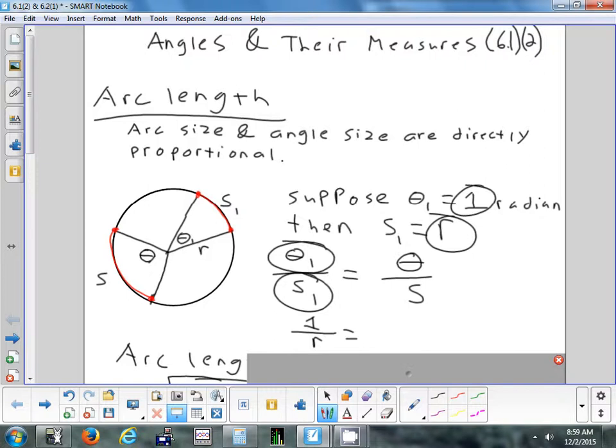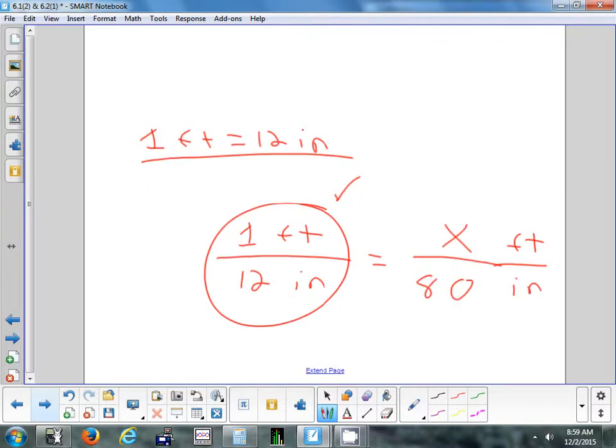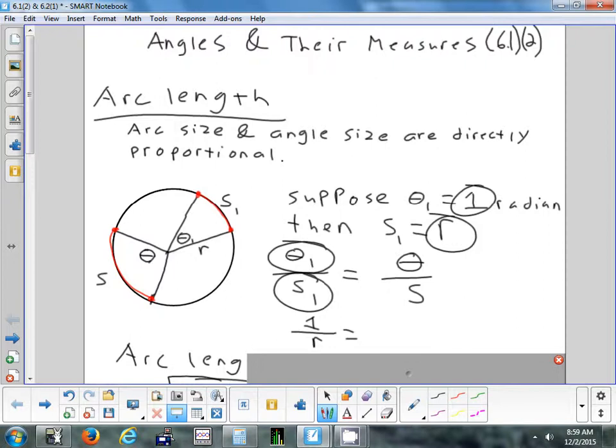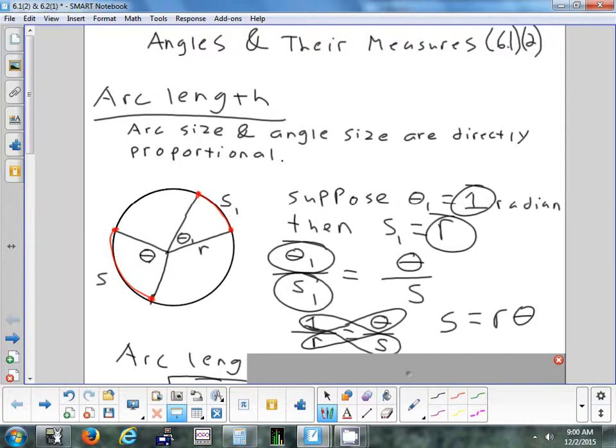equals, now the other side we don't have anything. That would be the side that you plug stuff into from the problem. They'd have to tell you, in this type of case, the feet and the inches. So for now, just leave them. We don't have any other information. And how do we solve a proportion? We cross multiply. So I'm going to do S times 1, which is S, and I'm going to do R times theta. S equals R theta.